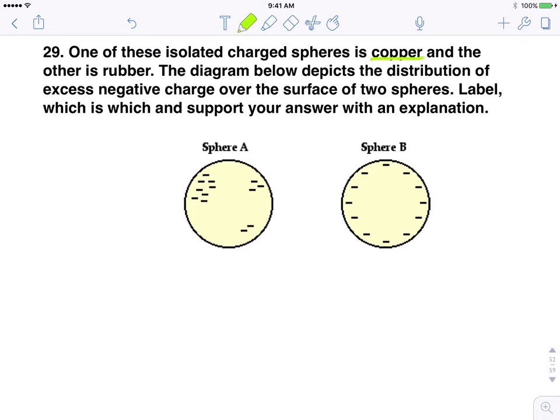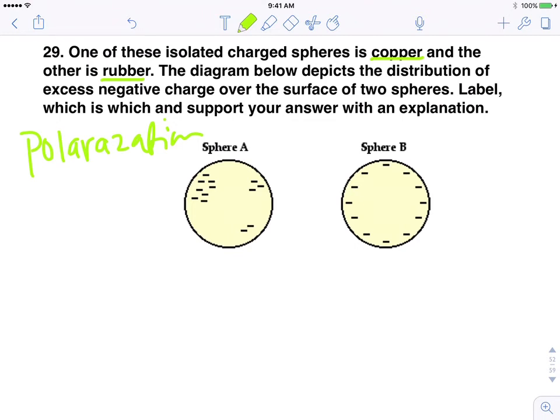So these are talking about insulators and conductors, okay? Copper is a really great conductor, and rubber is an insulator. The diagram below depicts the distribution of excess negative charge over the surface of two spheres. Label which is which and support your answer with an explanation. Okay, so this is all about polarization. I'm sorry, I probably spelled that wrong.